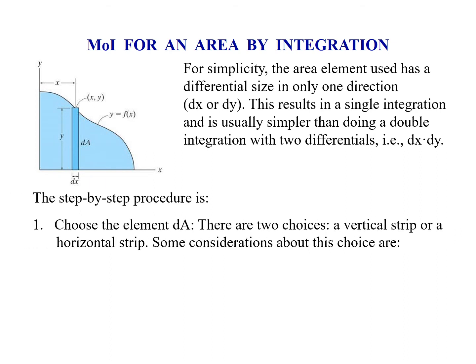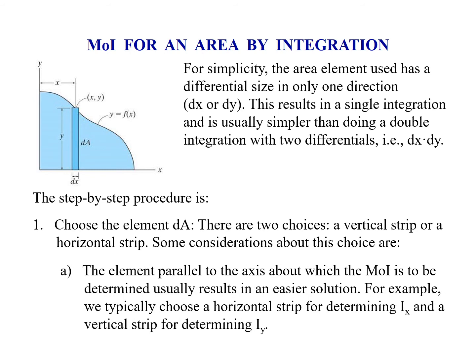Our step-by-step procedure is first to choose an element dA, and there are basically two choices, either a vertical strip or a horizontal strip. An element parallel to the axis about which the moment of inertia is to be determined usually results in an easier solution. For example, we typically use a horizontal strip for determining Ix and a vertical strip for determining Iy.